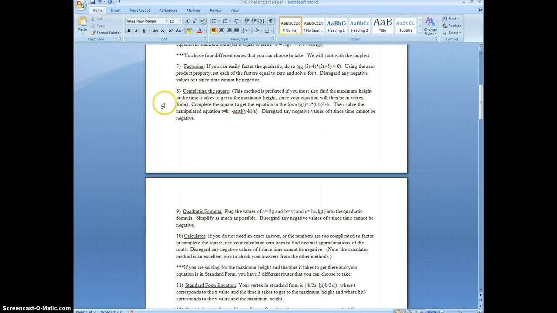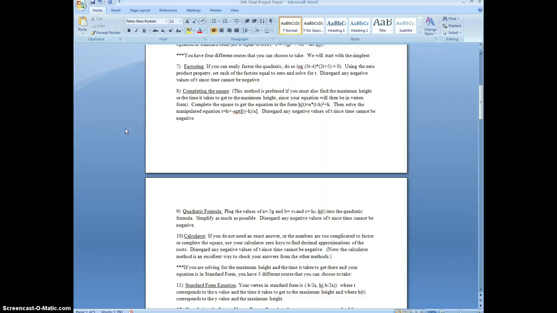Next, for step 8, I have completing the square. Now I have in the algorithm here that this method is preferred if you must also find the maximum height or the time it takes to get to the maximum height. And the reason I have this is because when you complete the square, you are essentially putting the equation in vertex form minus a couple of little steps.